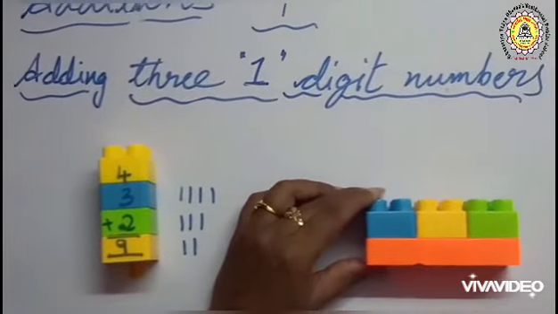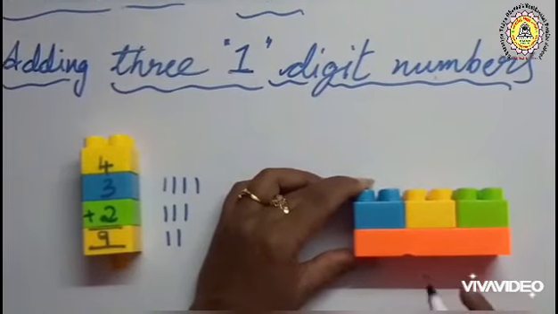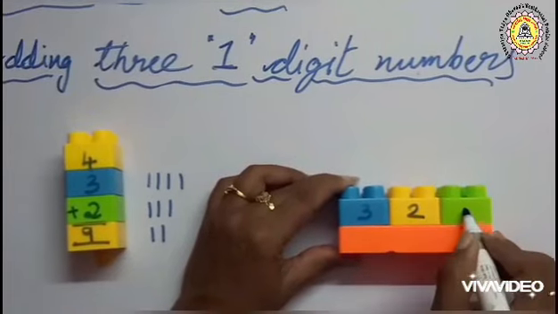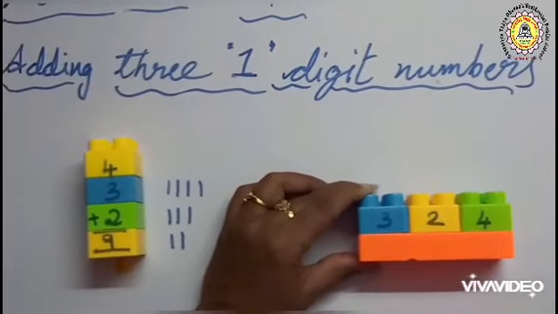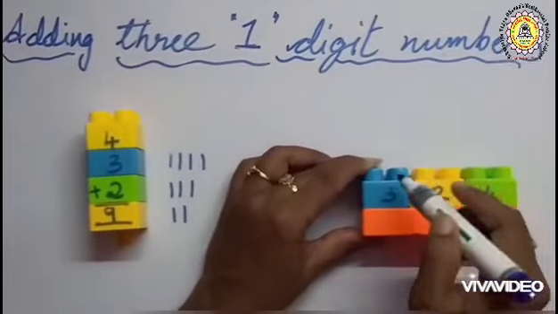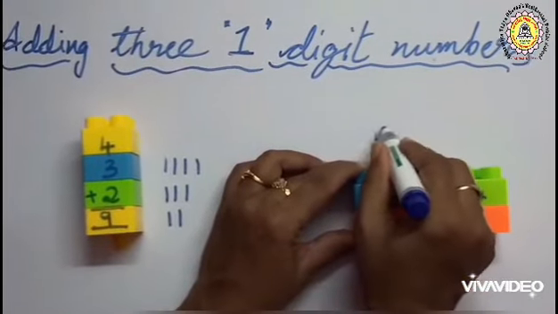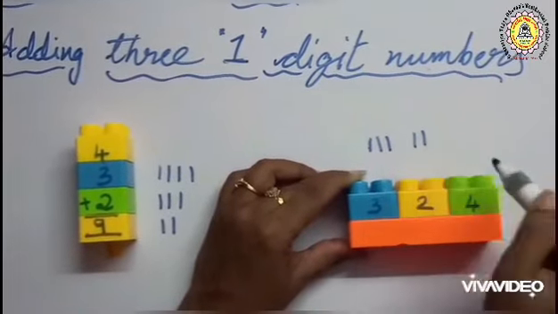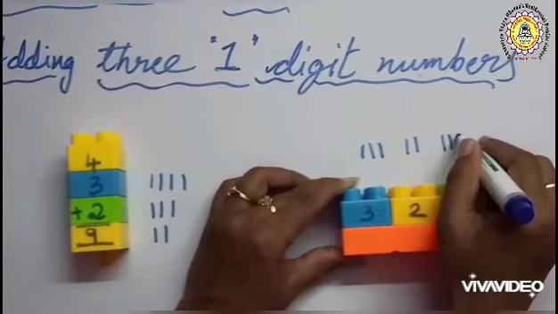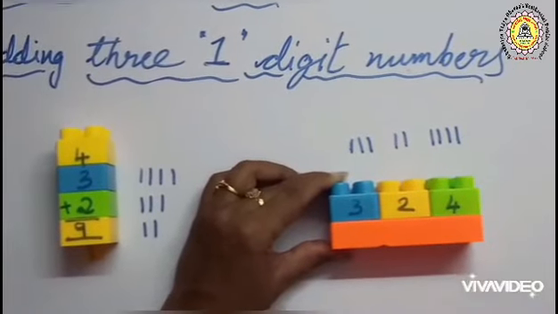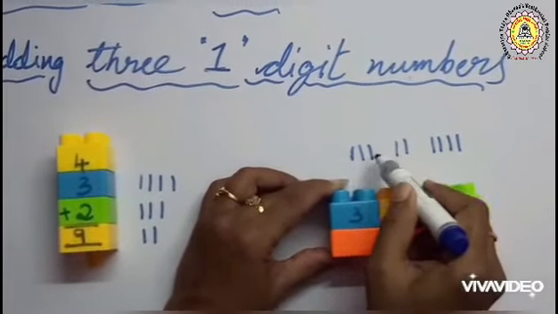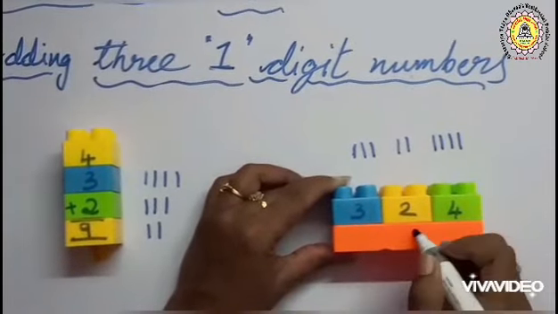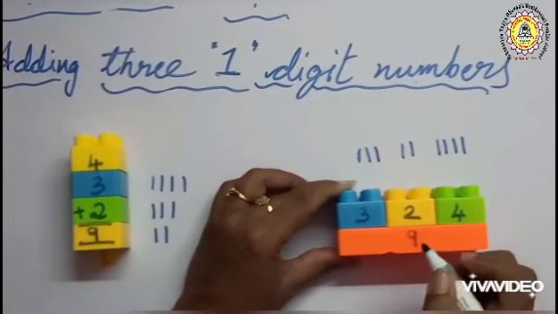Likewise, we shall add one more sum, children. See here. 3 plus 2 plus 4. Let us draw lines here. 3. 1, 2, 3. 2. 1, 2. For 4. 1, 2, 3, 4. Let us count together. 1, 2, 3, 4, 5, 6, 7, 8, 9. What is the answer, children? 9 is the answer.